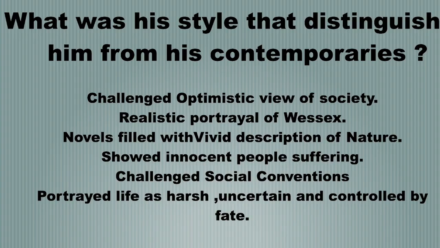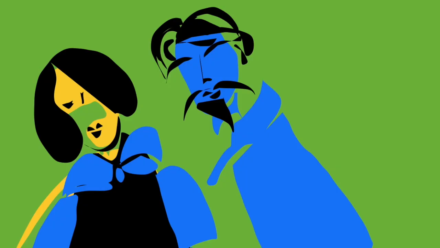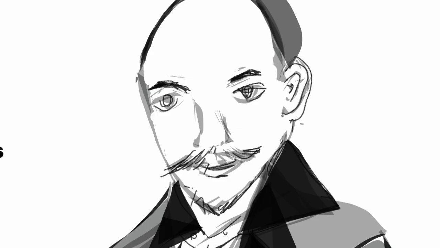Unlike many Victorian writers, Hardy often showed that innocent people suffer because of fate, chance, or an indifferent universe. He challenged rigid social conventions and explored the inner thoughts, emotions, and moral dilemmas of his characters in great detail. While writers popularly known at the time included Charles Dickens and George Eliot, who often showed societies improving through morality and hard work, Hardy portrayed life as harsh, uncertain, and often controlled by fate.